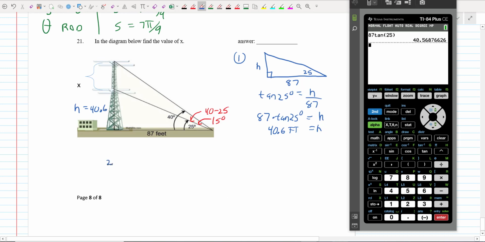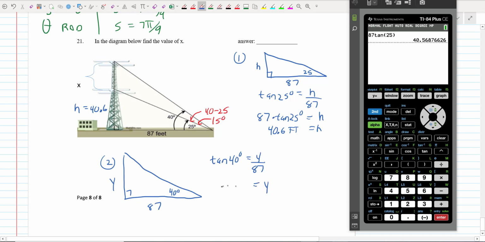Now the second thing I would do is, hey, we got this big triangle, and that big triangle has an angle of 40 degrees. It still has the same side of 87. Then I can call that y, and I can do the tangent. So if I do tangent of 40 degrees, that's y over 87. Y is equal to 87 tan 40. I'm going to do that, and that will give about 73 feet. So what we just figured out is that whole big piece there is 73.